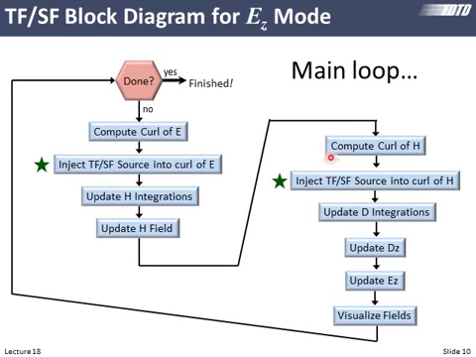So this loops over the entire grid. When this is done, not inside this loop, when this is done, we then have another loop which steps horizontally through the grid that incorporates these correction terms to the H field curl. Once we have that, we can update our D field integrations. We can update DZ, update the EZ. Maybe we visualize our fields. Maybe there's even Fourier transforms happening. But here's our main loop from the perspective of our total field scatter field source.